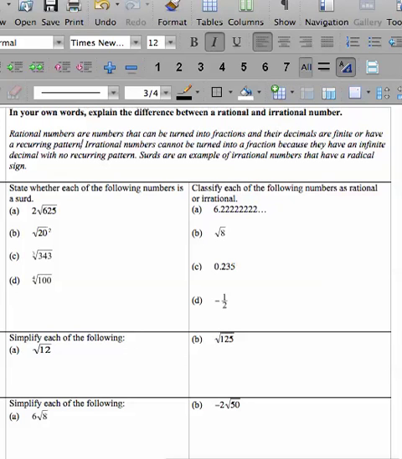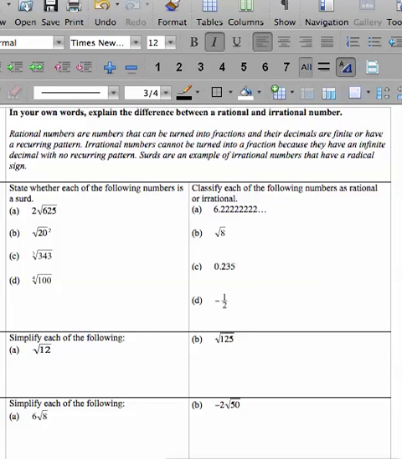So I've written an explanation here, which you can have a read, and I'll just explain what I mean by this. Rational numbers are numbers that can be turned into fractions, and the reason is they are either whole numbers, or if they have a decimal, the decimal can stop, which means we can say finite, which means it has an end. For example, 2.5, I would say, is a finite decimal.